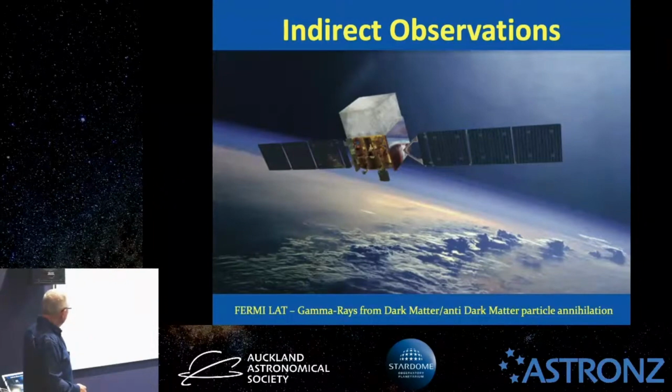So the Fermi Large Area Telescope, which is designed to pick up gamma rays, they point that towards the centre and also the disk of the Milky Way, where they're hoping for perhaps a higher density of dark matter particles, and they're seeing if they can pick up tiny little flashes of gamma rays that would be consistent with dark matter and dark antimatter self-annihilating. Sadly, no results to date.